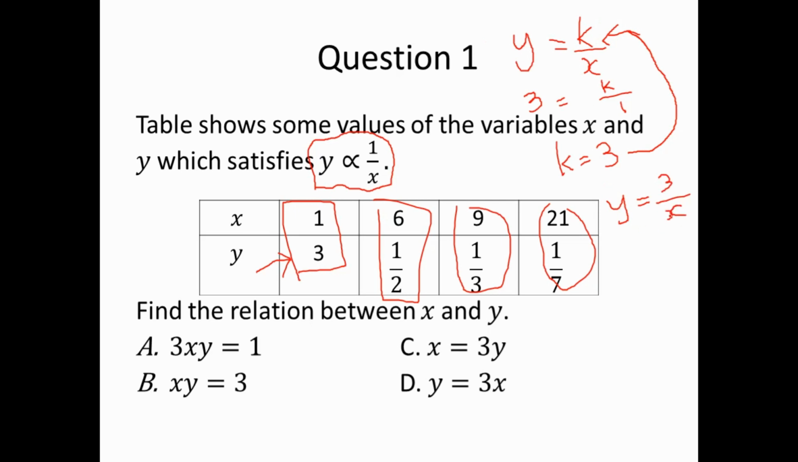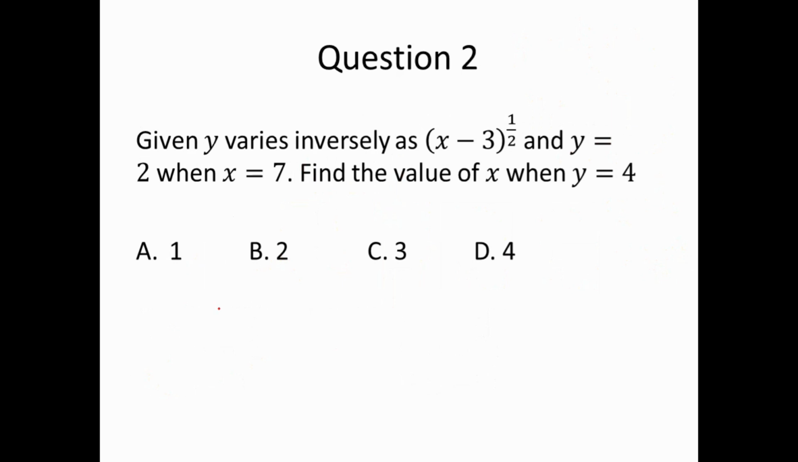Normally this is the answer. But we notice that among a, b, c, d, there's no equation that looks like this. So we have to rearrange this equation. We put this x to the left hand side, then you will have xy equals 3. So B is the answer.